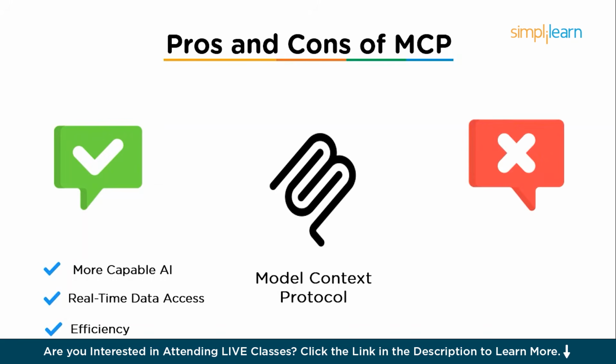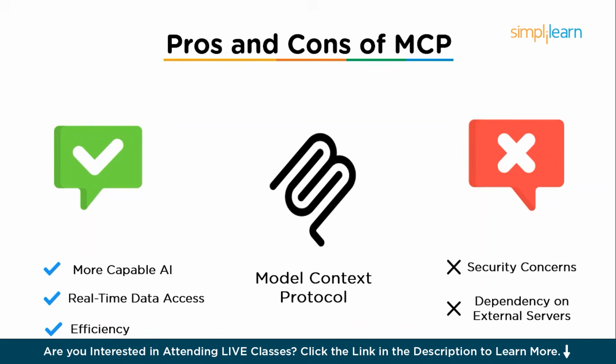Talking about the cons, it has some security concerns. Now, since AI can access external systems, it's important to ensure that its communication is secure, otherwise sensitive data might be at risk. Second of all, dependency on external servers. Now, if an MCP server goes down or is unavailable, it can impact the AI's ability to perform tasks, potentially causing delays or errors.